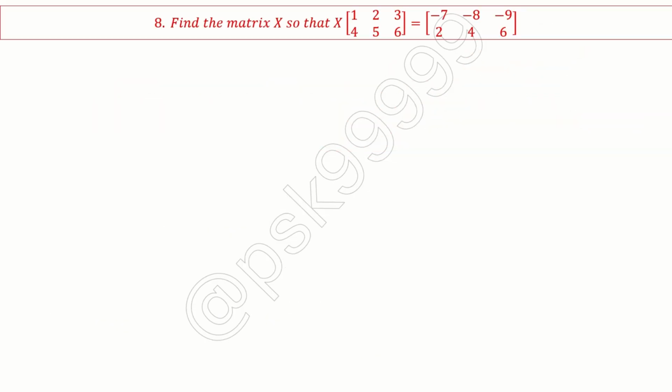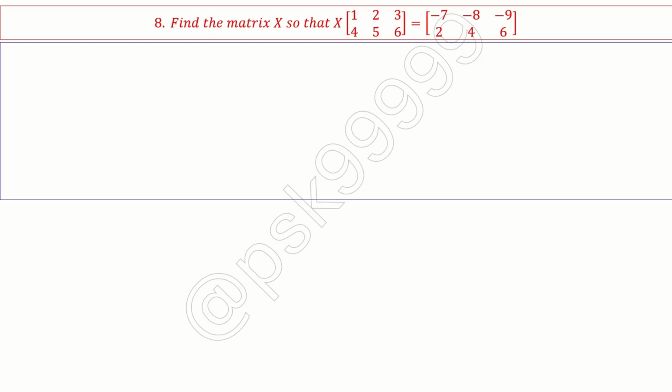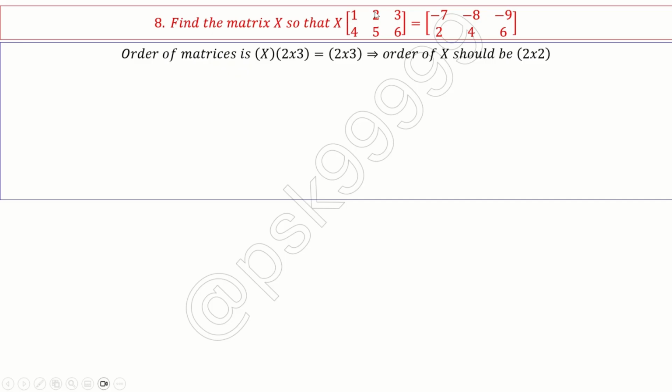Okay, find the matrix X so that X into the matrix equals this given matrix. So simple. The first thing is to find out what the order of X should be. That is important. Okay. So this is a 2 by 3 matrix and I am getting a 2 by 3 matrix in the result. Okay, so this should be 2 by 2. That's the only option, correct?